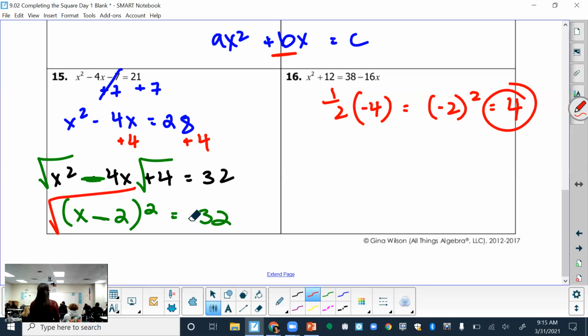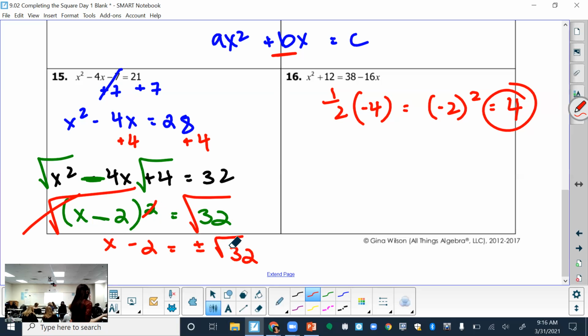So undo what's being done. To get rid of that to the power of 2, I have to take the square root. On the left side, I have x minus 2. Now on the right side, 32 isn't a perfect square, so I have to simplify that radical. How do I simplify radicals? Making a factor tree. So what are two numbers that multiply to 32?